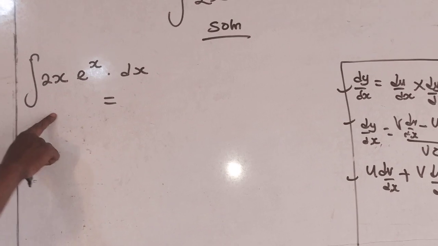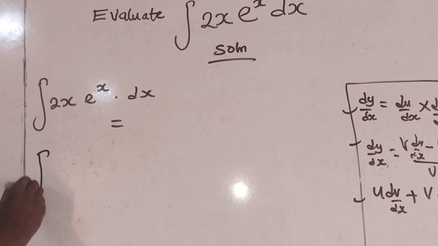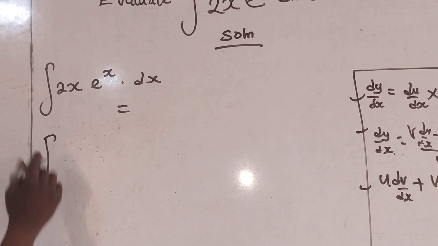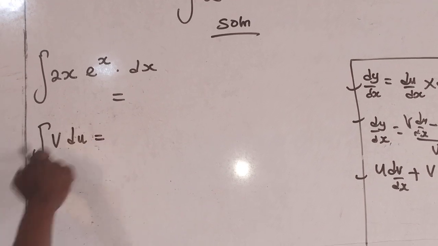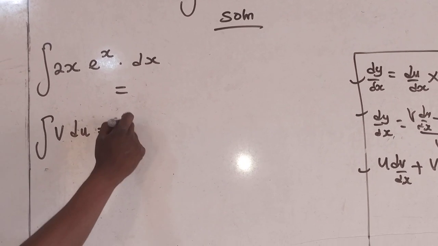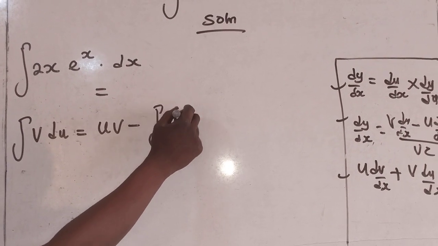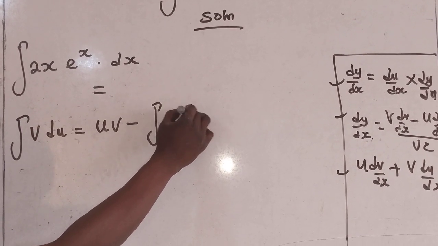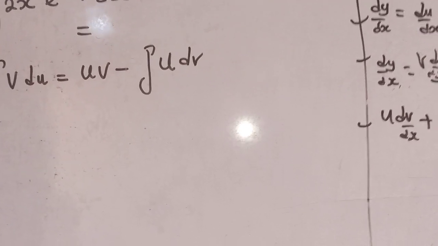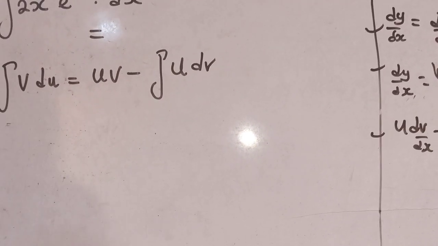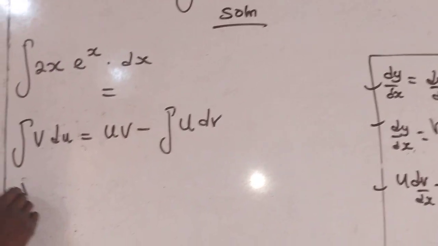So here we'll be applying integration by parts, and the formula for it is the integral of v du equals uv minus the integral of u dv. Integral of what? u dv. Okay, now my v is 2x.